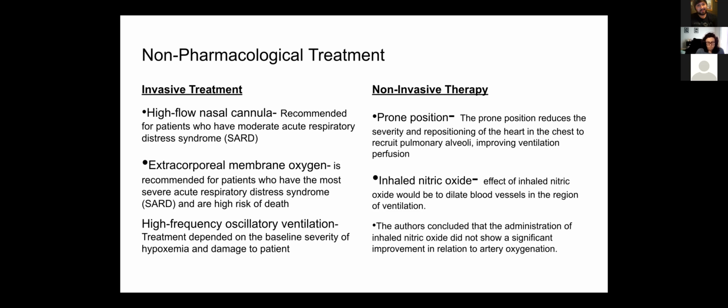There's also the high frequency oscillator ventilation. The treatment depends on the baseline severity of hypoxia and damage to the patient. But basically, it's a respiratory therapy with high rates of gas exchange. And there's also non-invasive therapy.